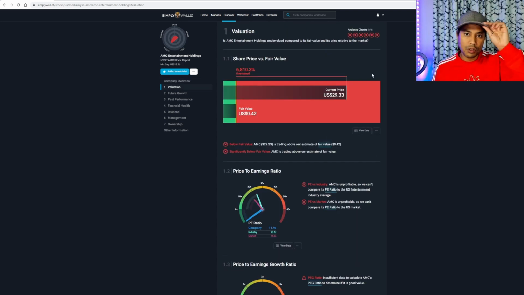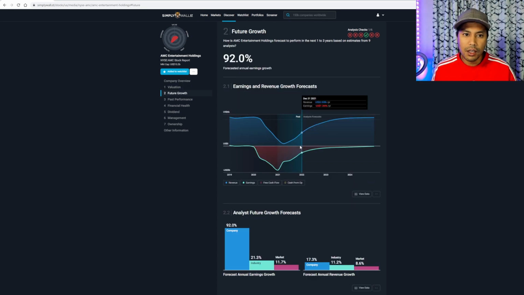And looking at Simply Wall Street's valuation, we can see that they think it's overvalued by 6,810%, so the current share price is $23.33, and they think its fair value for the company right now is 42 cents, so that's quite significant. And for future growth they see a 92% forecasted annual growth rate, and while that looks impressive, that's actually because the earnings have gotten really bad.